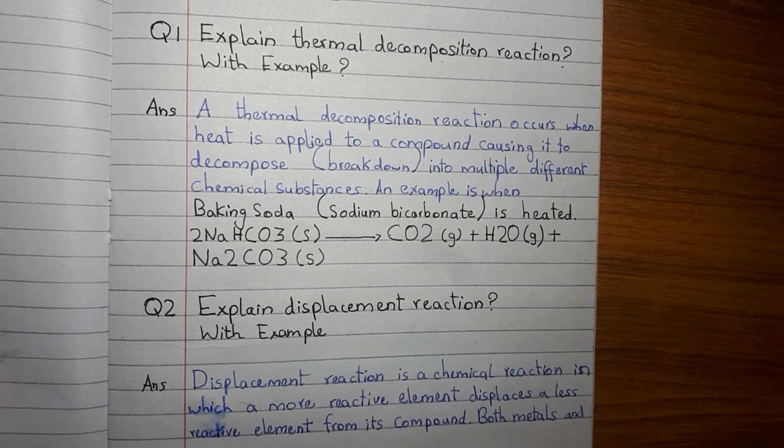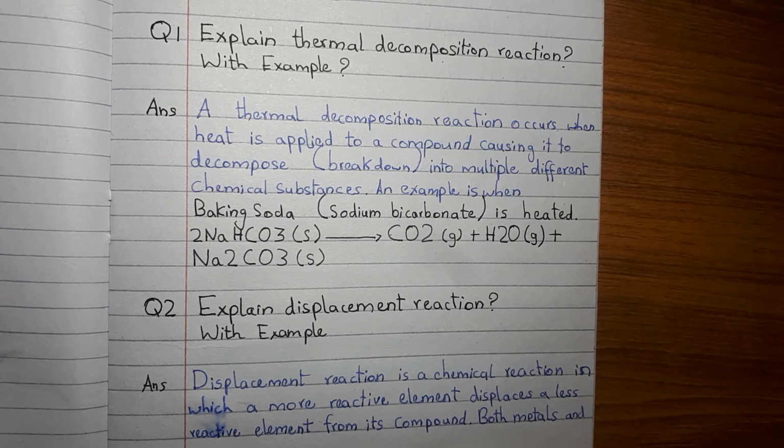Explain thermal decomposition reaction with example. A thermal decomposition reaction occurs when heat is applied to a compound, causing it to decompose, breaking down into multiple different chemical substances. An example is when baking soda, sodium bicarbonate, is heated: 2NaHCO3(s) = CO2(g) + H2O(g) + Na2CO3(s).